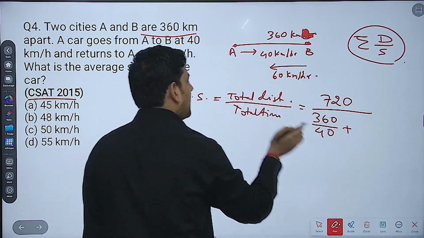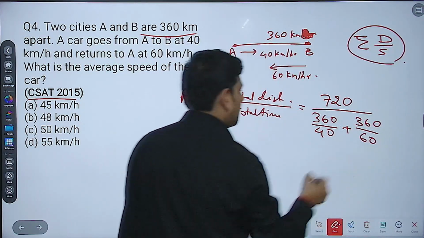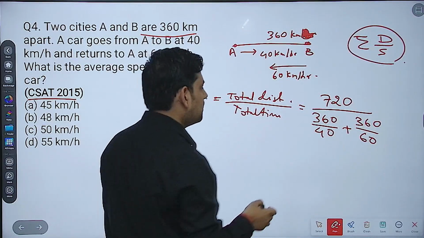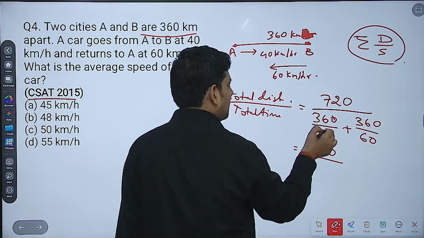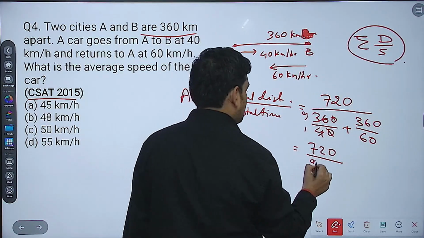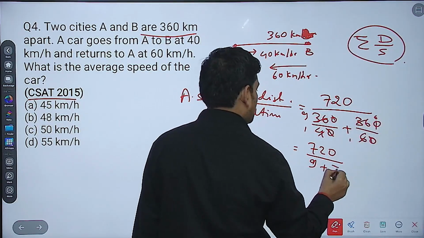Then while coming back, distance is again 360 divided by speed, which is 60. How many times will this go? 720 divided by, now this goes 1 time, 9 times, this goes 9 times plus, the zeros cancel, 1 time, 6 times, so this becomes 6.